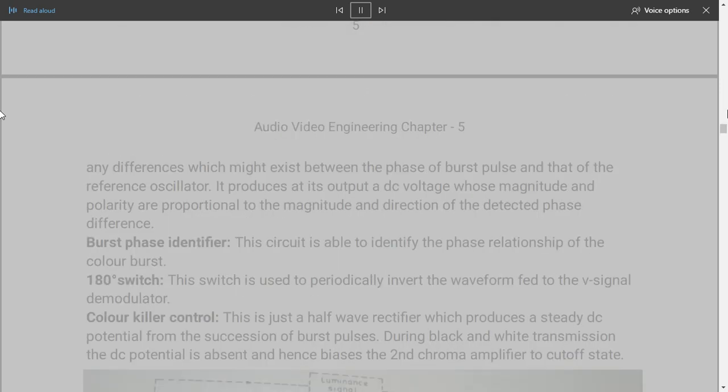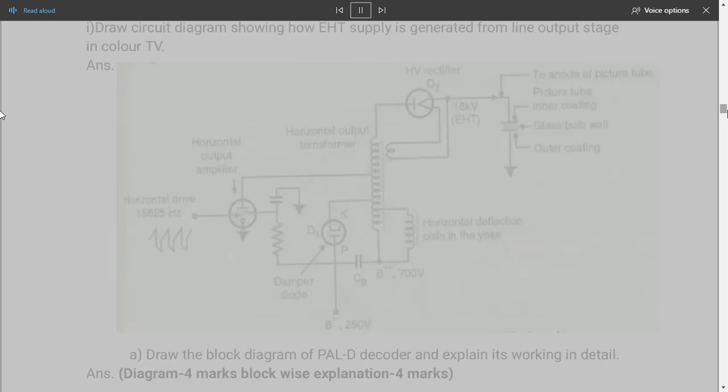5. Draw a circuit diagram showing how EHT supply is generated from the line output stage in color TV. Answer.